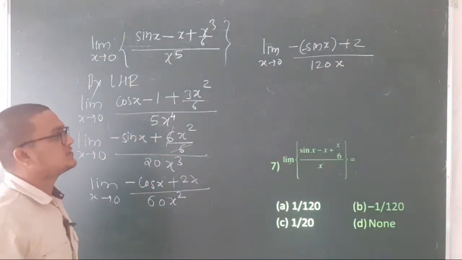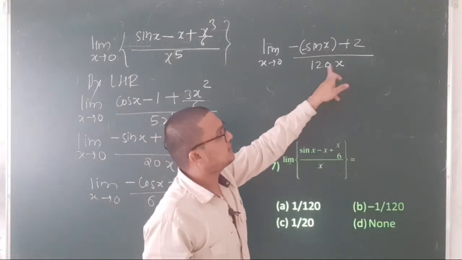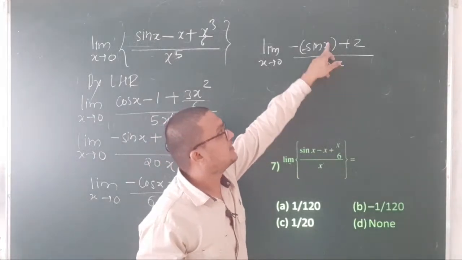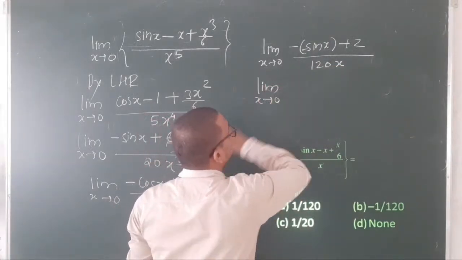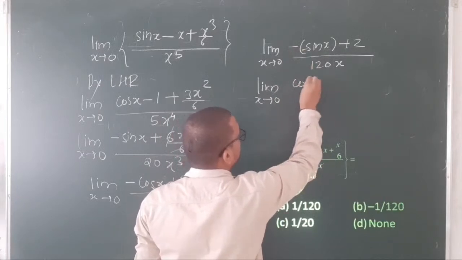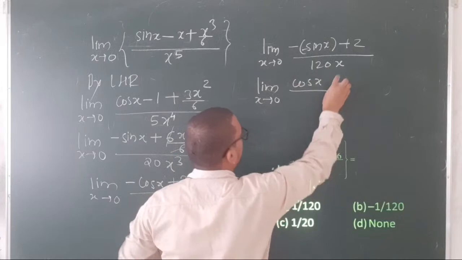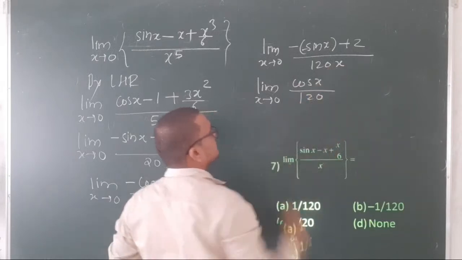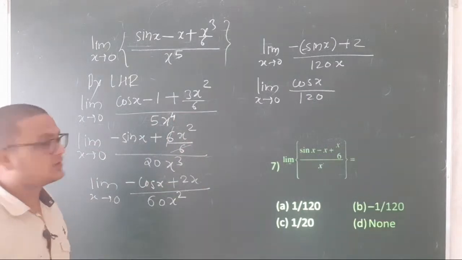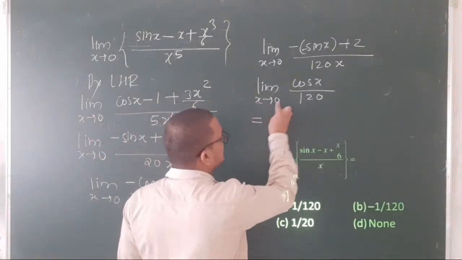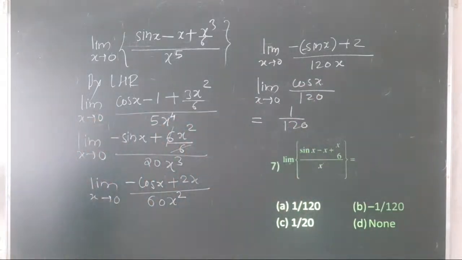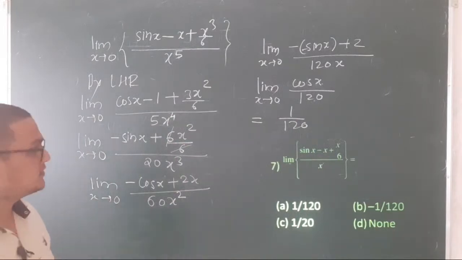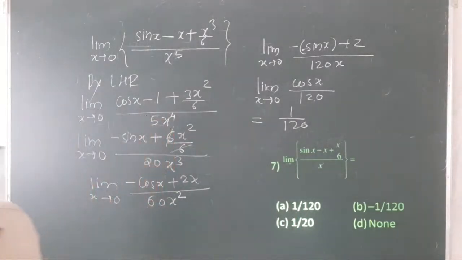See again if you put x tends to 0, here 120 into 0 is 0, but anything by 0 is again infinity, which is not possible. Again apply the same rule, minus into minus plus, sin x derivative is cos x, that is 0, divided by x derivative is 1. Okay, so 1 into 120 is 120. Now you can substitute x tends to 0 here, cos 0 is 1 and upon this 120 as it is. So the answer is 1 upon 120. So therefore option A is correct. Option A is correct here.